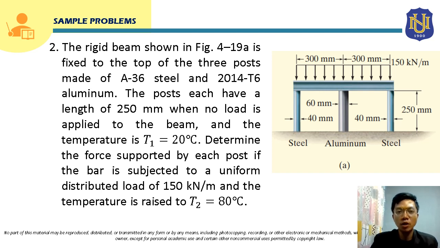Okay, for sample problem number 2, the rigid beam shown in the figure is fixed to the top of the three posts made of A36 steel and 2014-T6 aluminum. So again, this rigid beam is supported by these three posts. These posts are made of steel. So this is A36 steel, and also this is A36 steel, and this is aluminum, 2014-T6. The posts each have a length of 250 millimeters when no load is applied to the beam, and the temperature is initially 20 degrees Celsius.